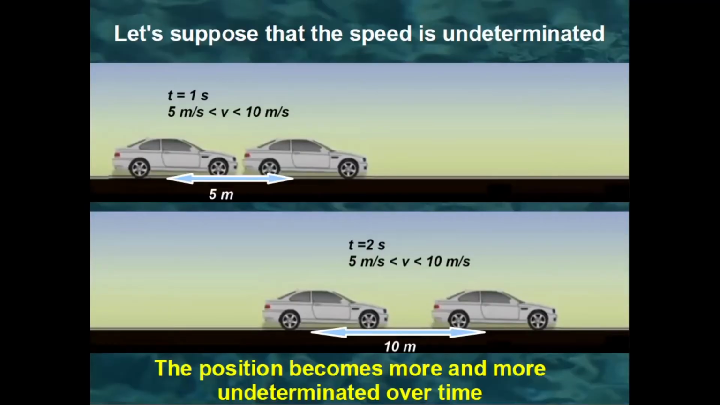Now let's suppose that the initial position of the car is determined, but its speed is undetermined, and it can be any value between 5 meters per second and 10 meters per second. After 1 second, the position of the car will also be undetermined, because the car can be at any distance between 5 meters and 10 meters from the origin, therefore, delta x will be 5 meters. After 2 seconds, the uncertainty in the position will have increased to 10 meters, and so on. The uncertainty in the velocity implies an uncertainty in the position, that increases proportionally to the time.